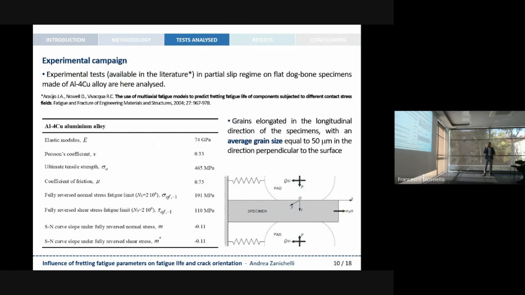So let me briefly describe the experimental campaign available in the literature and related to tests in partial slip regime on flat dog bone specimens made of aluminum copper alloy. In this table, the main material properties used in the methodology are shown. And as far as the microstructure, grains elongated in the longitudinal direction of the specimens have been observed during the experimental campaign, with an average grain size equal to 50 microns in the direction perpendicular to the surface.